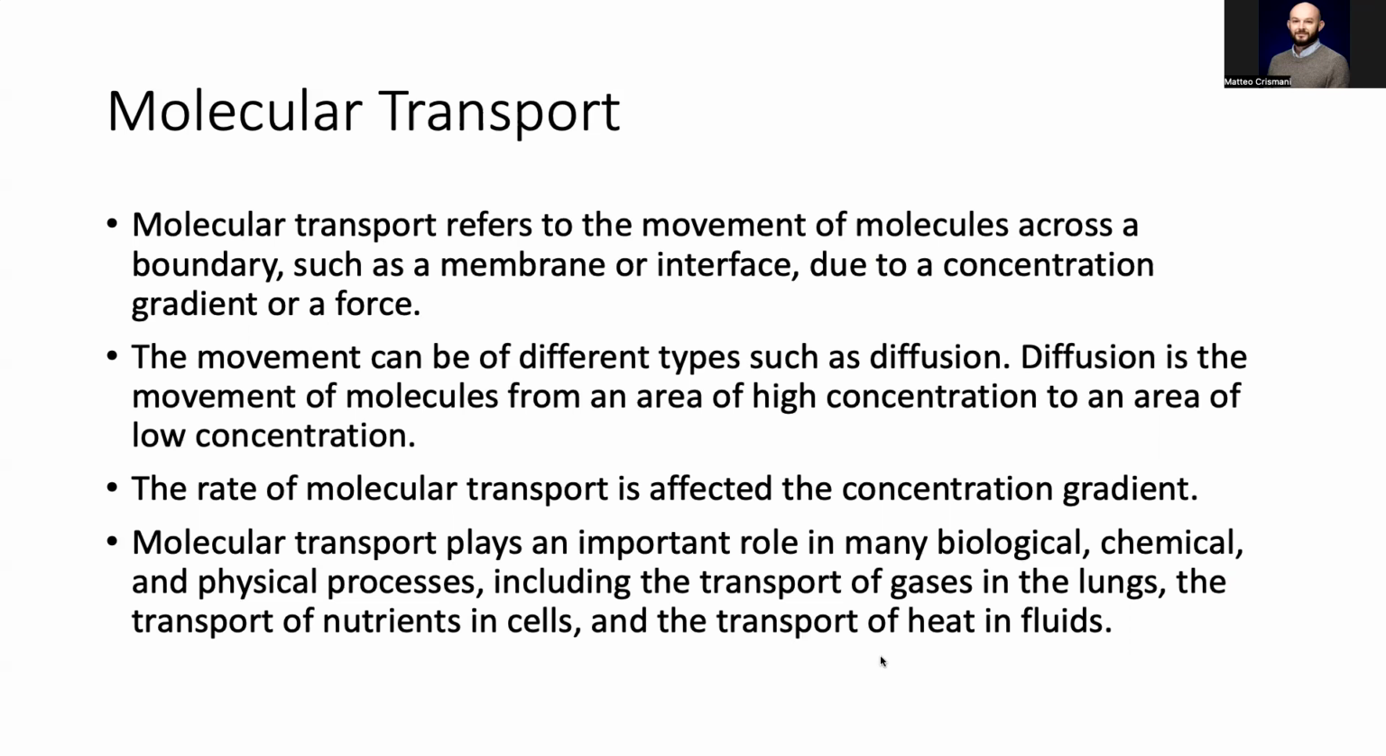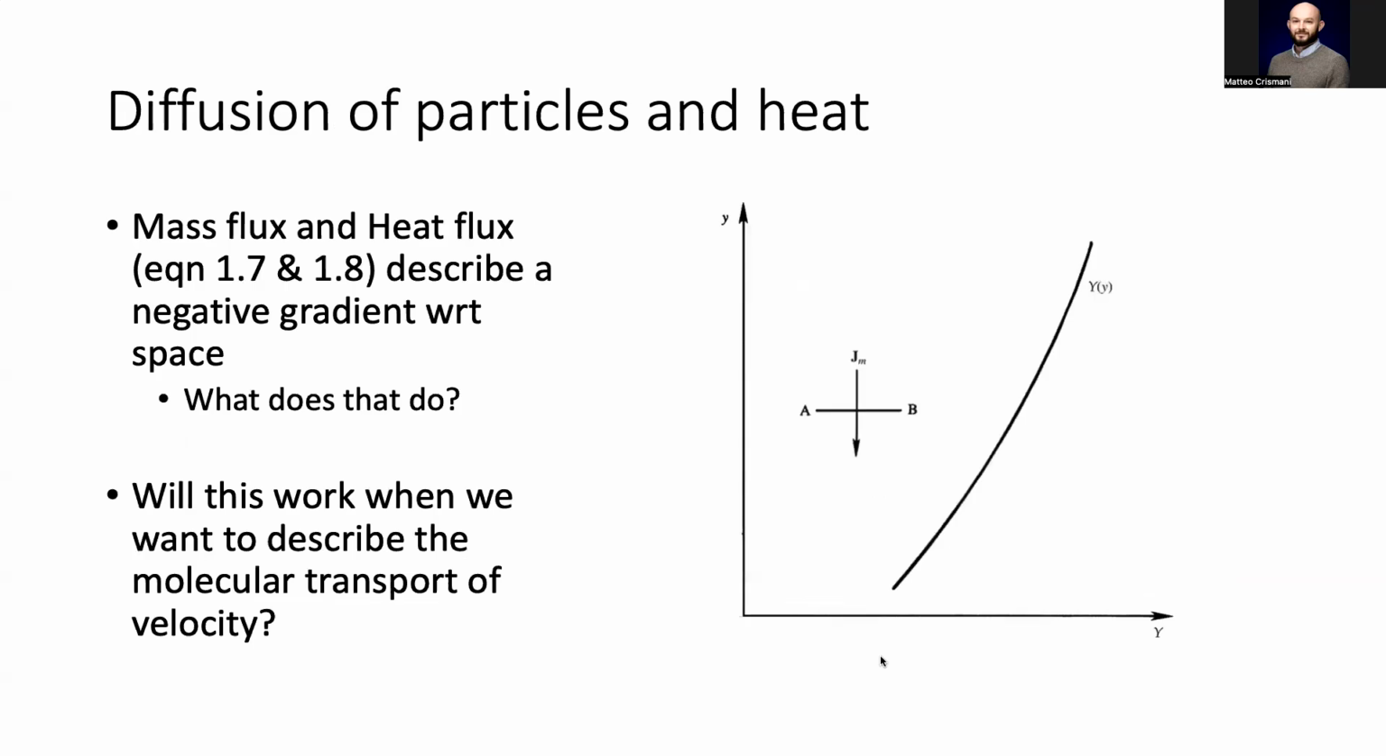Okay, so we're going to talk about a lot of details about this. We'll look at some advection diffusion equations, the difference between fluids moving versus fluids just molecularly transporting things around. Here is an example. Okay, here is a very nice curve of something called y. Y is a function of y. Very good. The mass flux and the heat flux describe a negative gradient with respect to space. We saw that right here. Will this work when we want to describe the molecular transport? Why not?